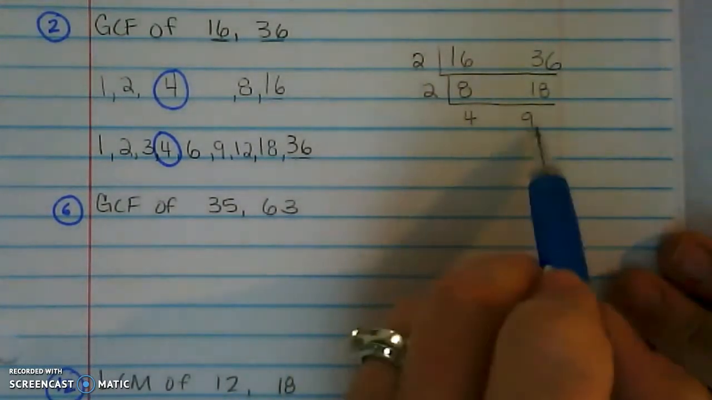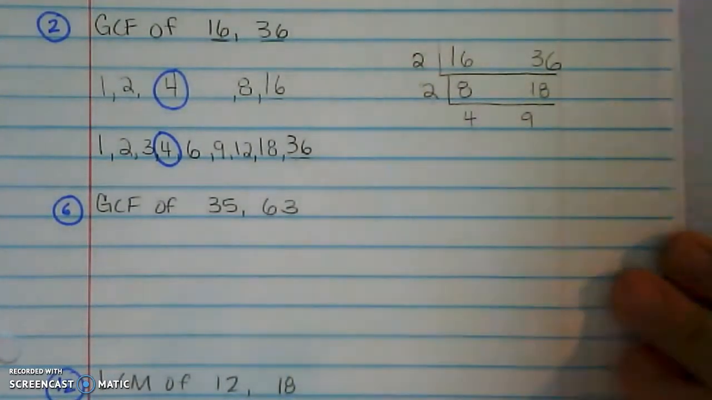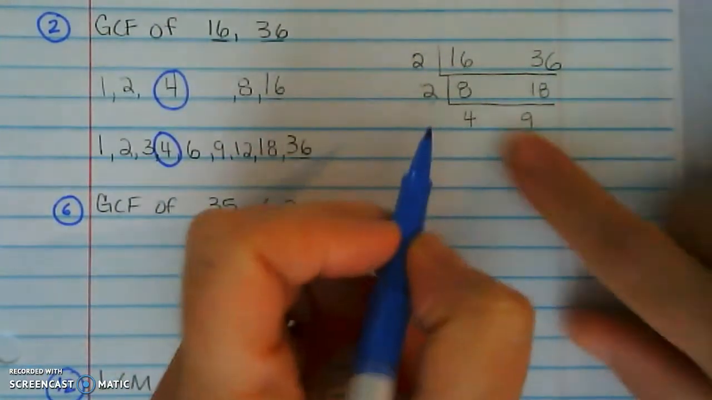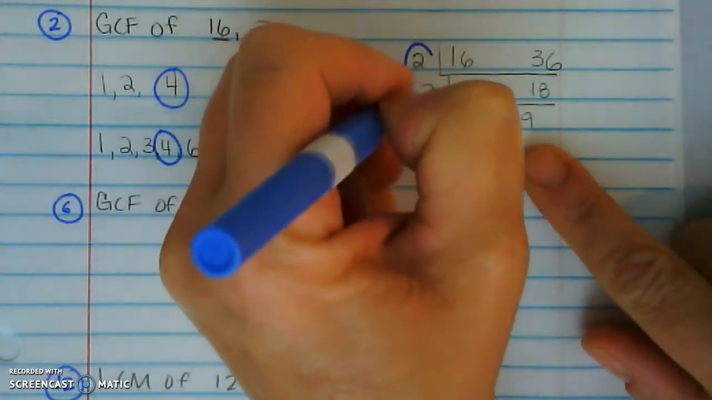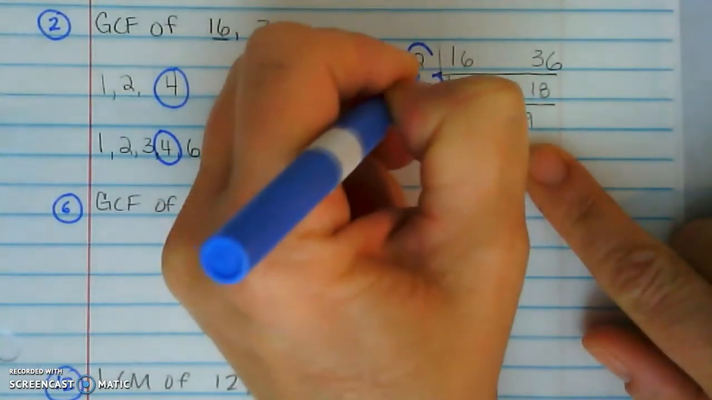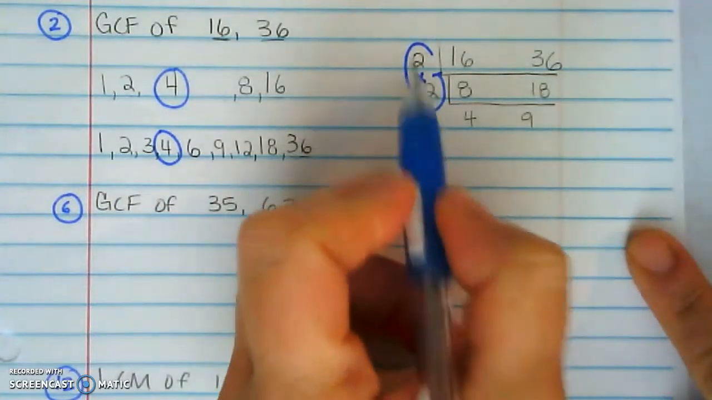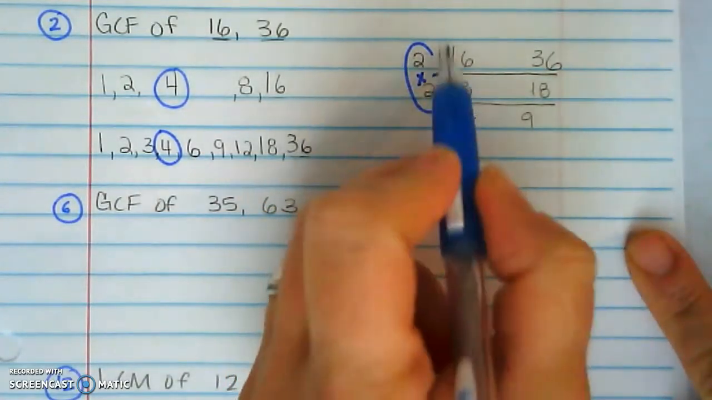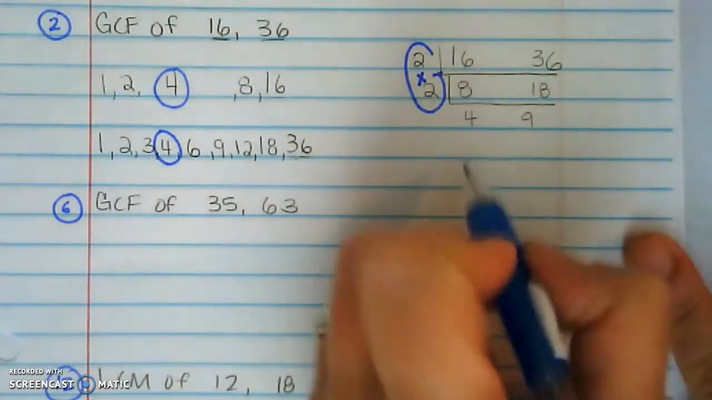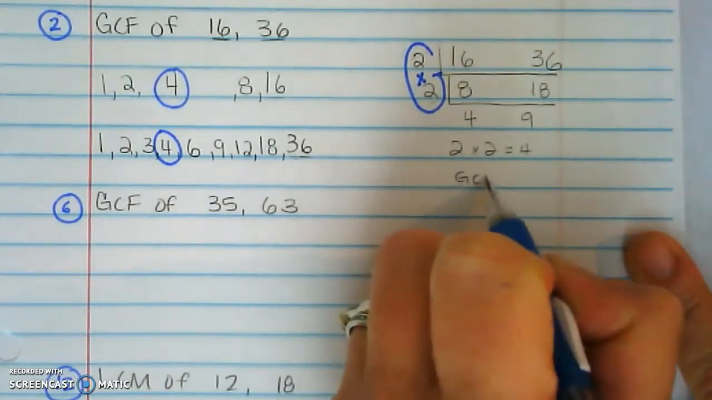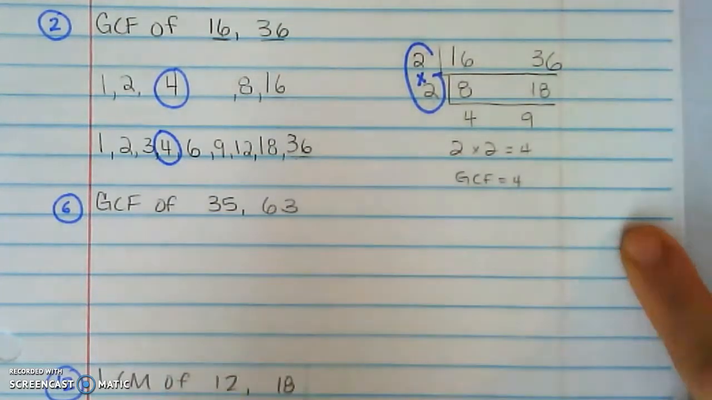Now, when I look here at 4 and 9, they don't share another common factor other than 1. And dividing by 1 doesn't really do anything. So I'm done, and we can find the GCF. The GCF is on the left. Remember, we marked it with that little G? By multiplying the numbers on the left that I factored out. And 2 times 2 is 4. So the GCF is 4.